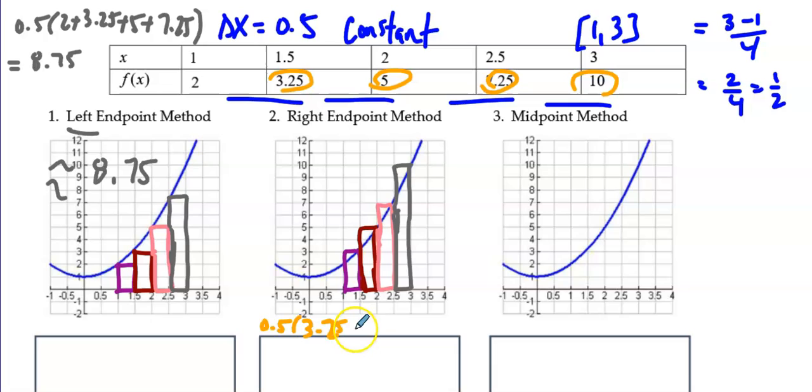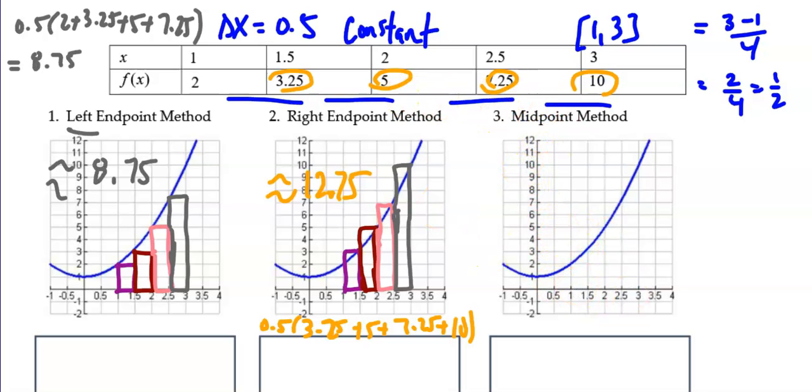Sorry, that's 3.25 plus 5 plus 7.25 plus 10. And when we add that up, we're going to get approximately 12.75. So we know that the actual area underneath the curve is between these two numbers. Now, not the midpoint of these two numbers, not directly in between them, but somewhere in this range, right? So 8.75 and 12.75. So now let's talk about midpoint.